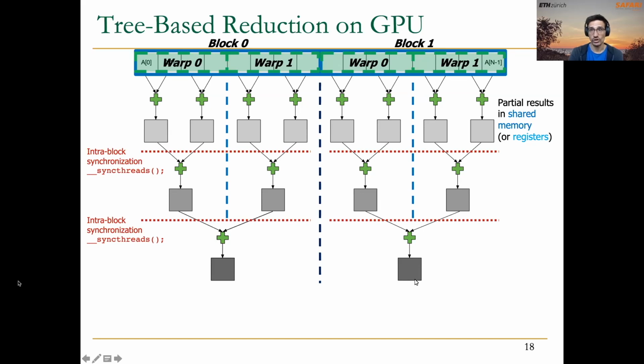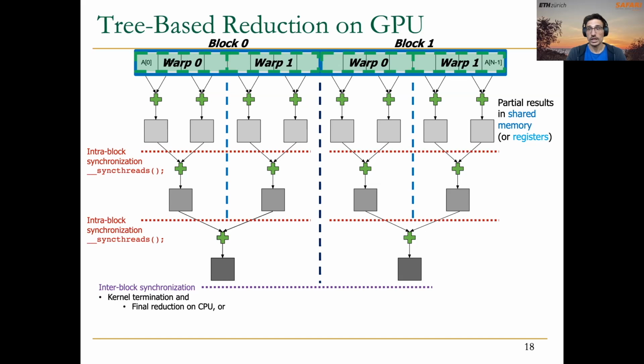But now we have to continue reducing because we may have 2 thread blocks or we may have many more. And in the end, we want to obtain a single value as the result of the reduction operation. So because this is being executed by different thread blocks, we need some way of doing some inter-block synchronization. And there are different potential ways of doing inter-block synchronization. The simplest one is to do kernel termination and then move these partial sums to the CPU and perform the final reduction on the CPU.